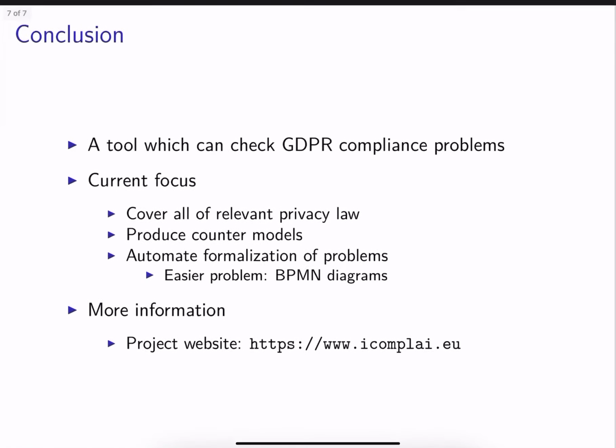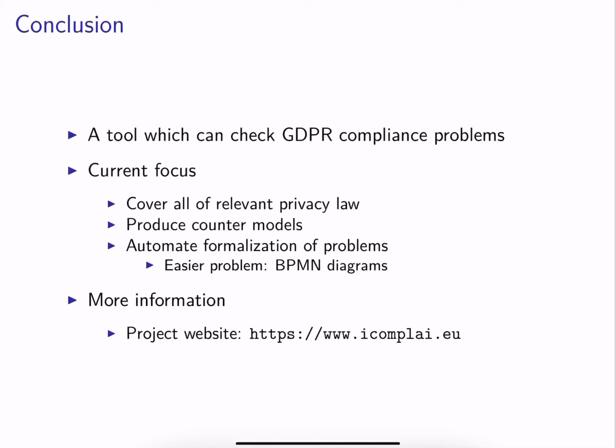So as a conclusion, we've seen a tool which can take a formalization of problems and check them against the privacy legislation, like Article 13 of the GDPR, and it can give a proof of compliance or, in general, a counter model of non-compliance. Right now, not all the features that I mentioned are implemented. First of all, we don't cover all relevant privacy law. We cover only a few articles of the GDPR, like Article 13. And our current focus is to extend it to the whole legislation. We also don't produce counter models. It requires the plug-in of another kind of theorem prover, like Nitpick, and it is current work.